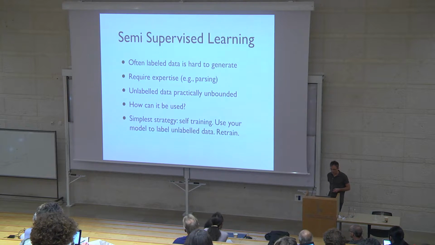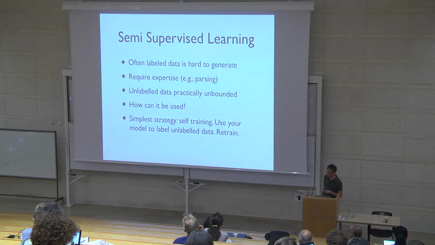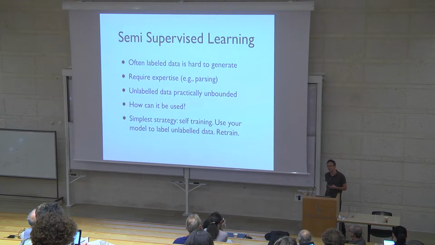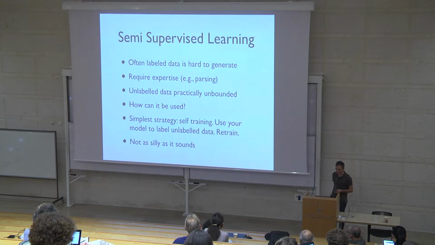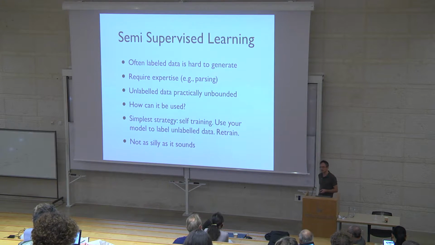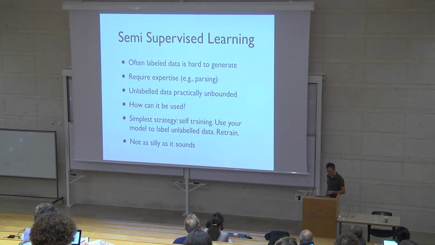Okay? So here's a simple strategy that will be the starting point of what we'll discuss. It's called self-training. Basically, you have an algorithm that can use labeled data. Just train it on whatever data you have. And now you have a lot of unlabeled data. Label that data with your model, and then retrain. That's often called self-training. It's not as silly as it sounds, at least not in practice. It sometimes works fairly well if you sort of hack it enough.